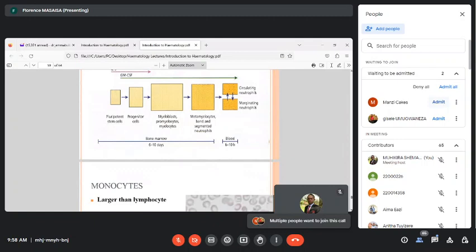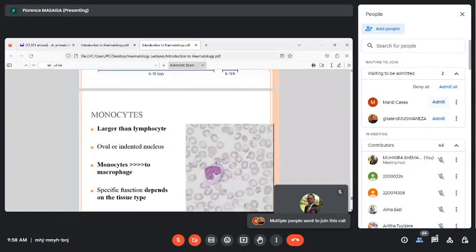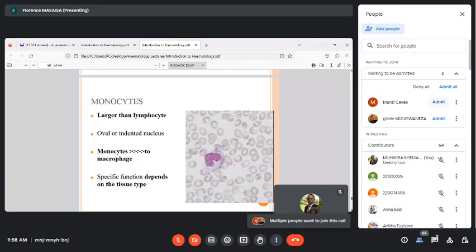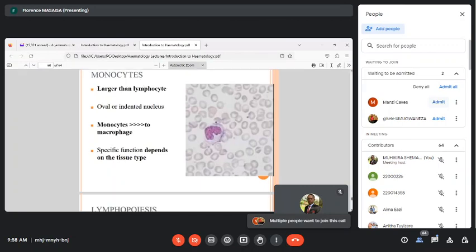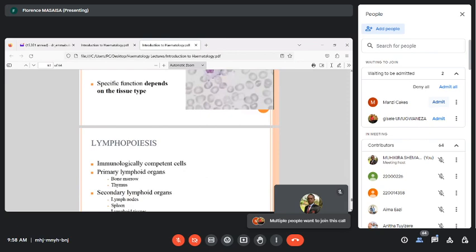Next, we have the monocyte, which is the largest cell, which has an oval or indented nucleus. So the nucleus is like a bean-shaped nucleus. Then monocytes may go to the tissue and become macrophages, and they have specific functions depending on the site.